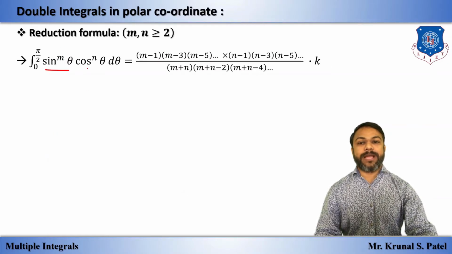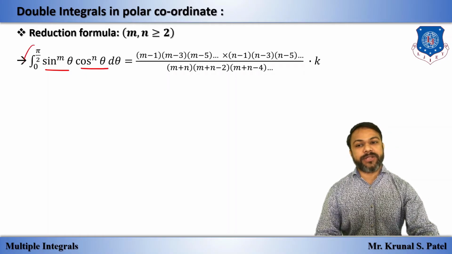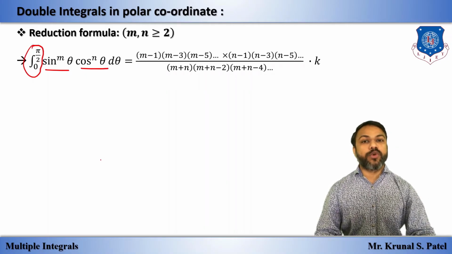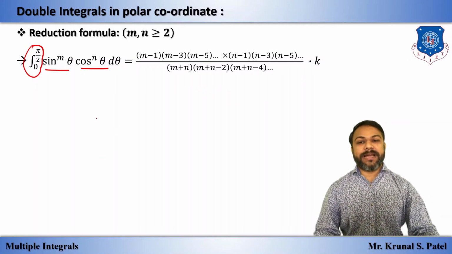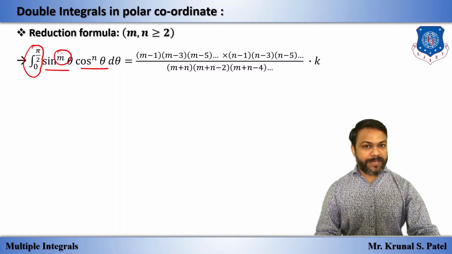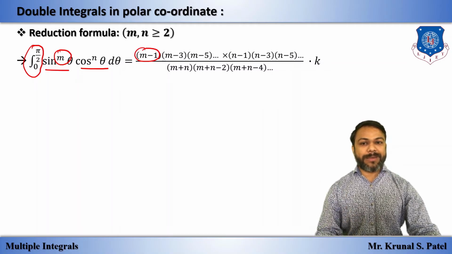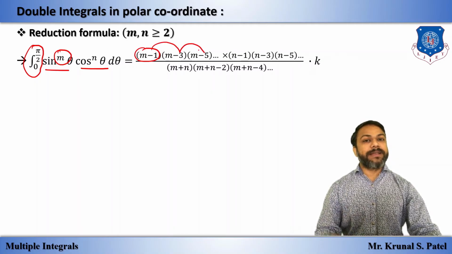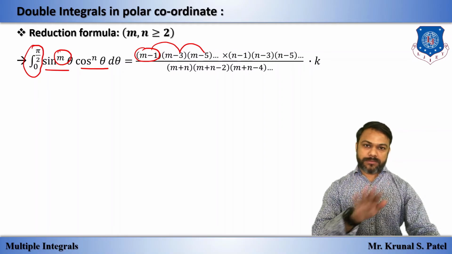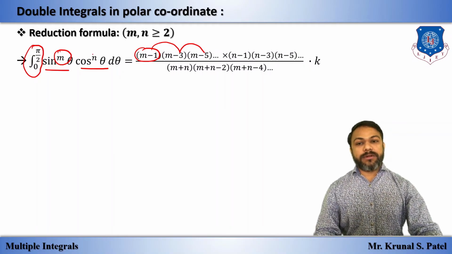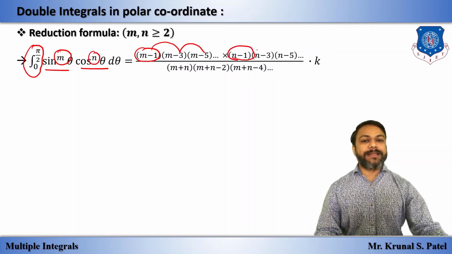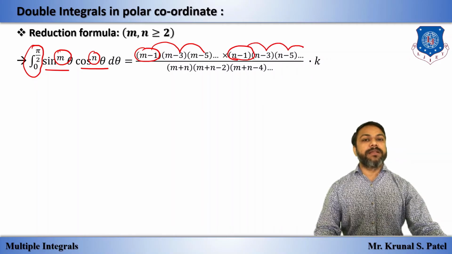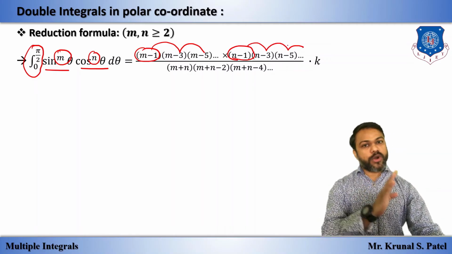This is sine raised to m into cos raised to n. But the same condition: the limit of the integral must be 0 to pi by 2. For that, first have a look at m only. So 1 minus, as I told in the previous formula also, 1 minus, then 2 minus, till the answer is 1 or 2. Then stop. Now take the power of cos. Again 1 minus and then 2 minus till 1 or 2. No 0 or negative.